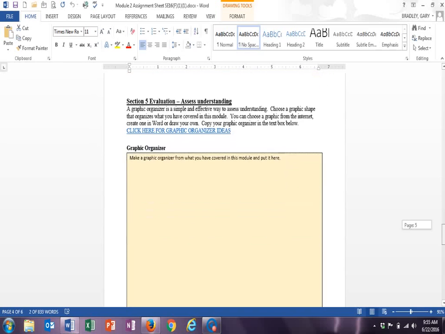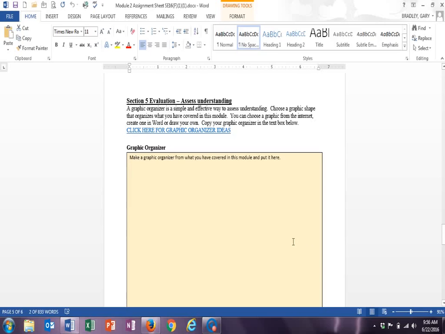Okay, finally, Section 5, evaluation. Graphic organizers are a great way of formative assessment, and if you click on the graphic organizer idea, there's dozens and dozens of different ways that you can graphically organize the material that you are asking your students to learn. What I would like you to do is use one of those graphic organizers. You can draw it and then make a PDF of that, attach it in Module 2.